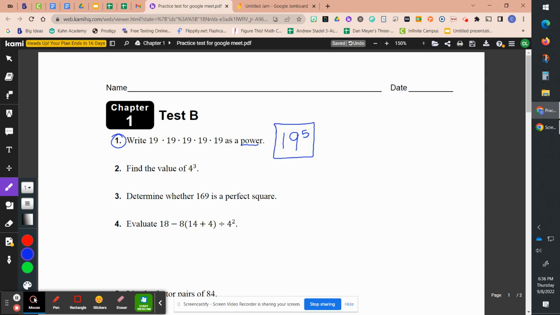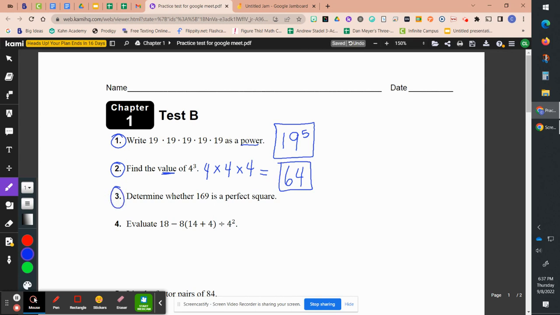Okay, the next one says find that value. So now I have to do some multiplying. Well, what is 4 times 4? Times 4 again. 4 times 4 is 16. And then 16 times 4 is 64.